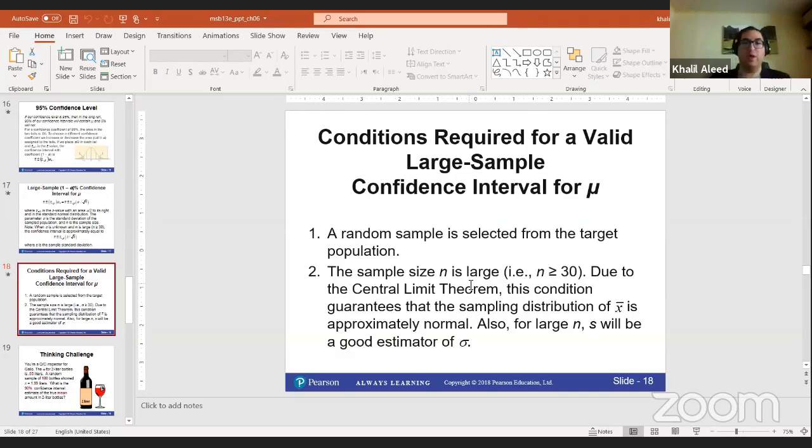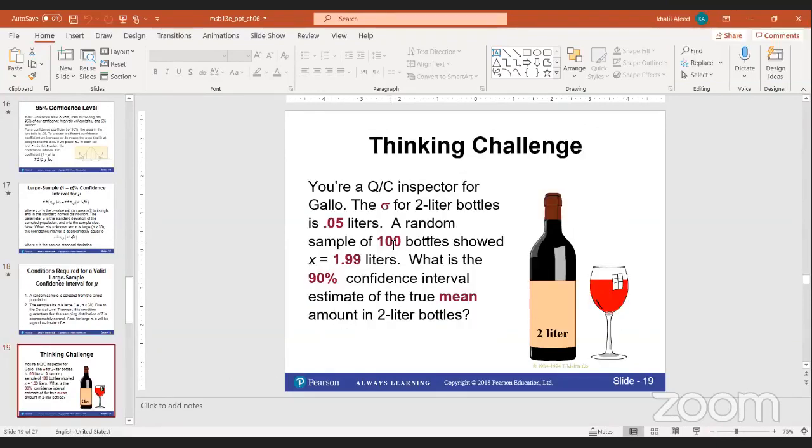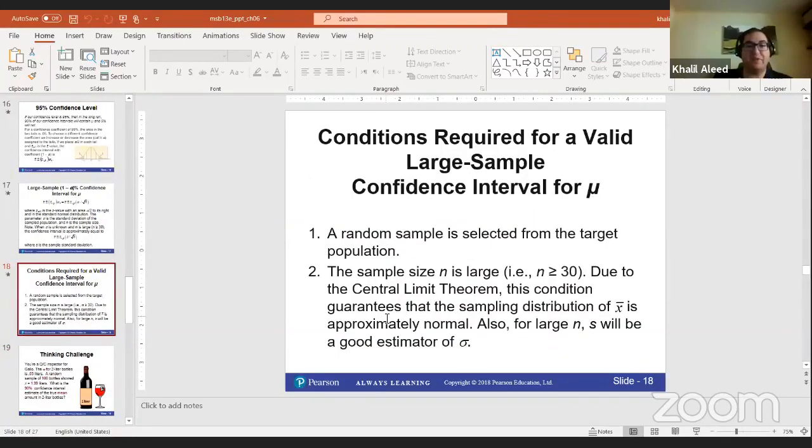Number two, using Z to calculate the upper limit and the lower limit depends on the sample size. So we only use Z if the sample size is greater than or equal to 30. 30 is a fixed number. 30 or above, you can use Z.